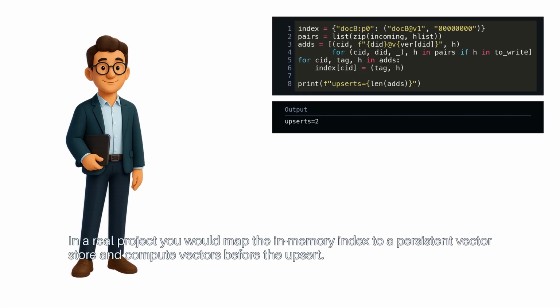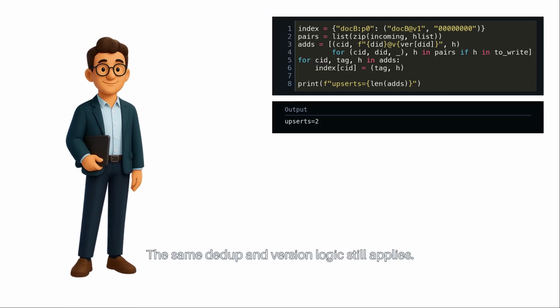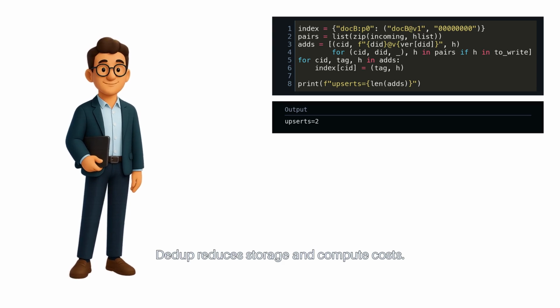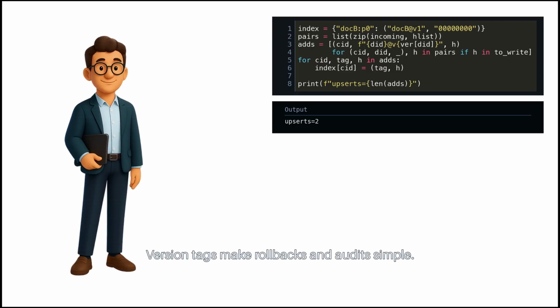In a real project, you would map the in-memory index to a persistent vector store and compute vectors before the upsert. The same dedupe and version logic still applies. Dedupe reduces storage and compute costs. Version tags make rollbacks and audits simple.